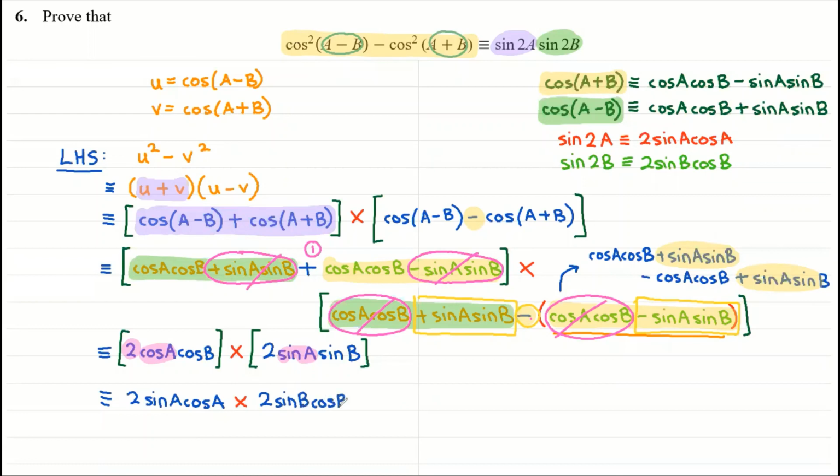So there is absolutely no doubt that this is indeed sine of 2A multiplied by the sine of 2B, okay, which is the right-hand side. So that concludes the proof, and that concludes the lesson.